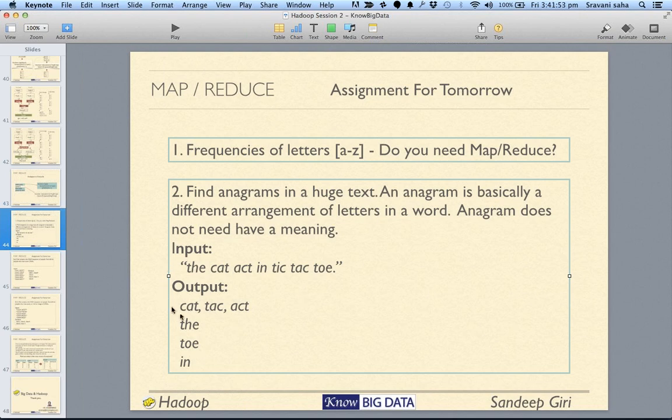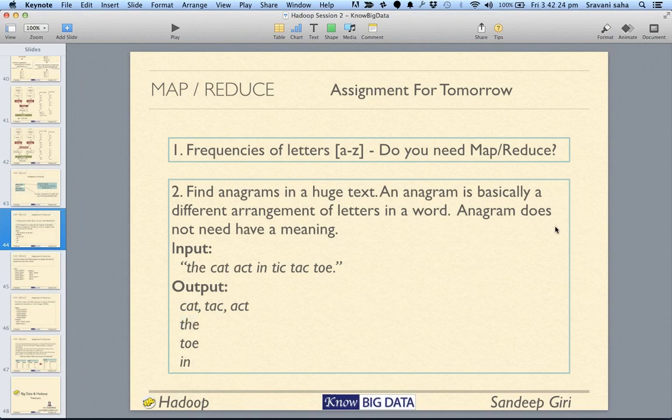So in this text, you can see cat, tac, and act are anagrams, while the, to, in do not have anything else. So what I expect is we want to just bring the anagrams together, and those which are single words which do not have an anagram, let them be alone. So we want to group the anagrams together. You can see that THE does not have an anagram in the input.